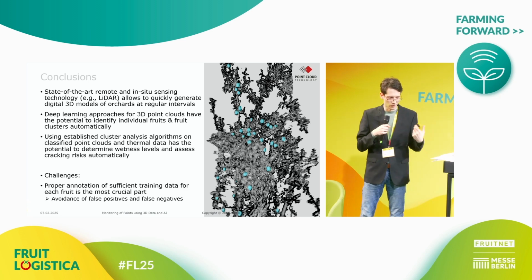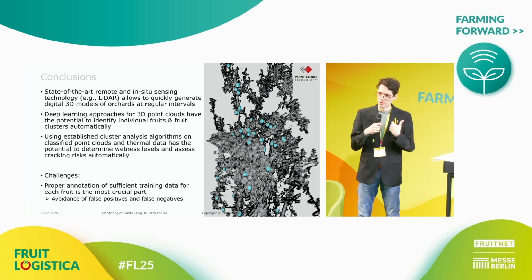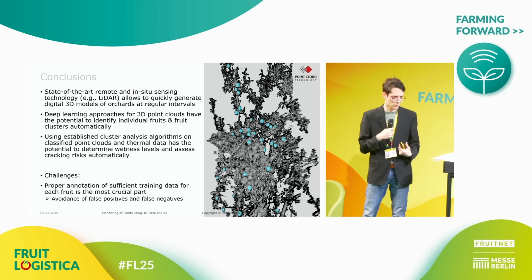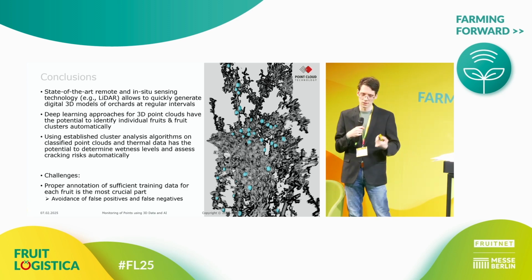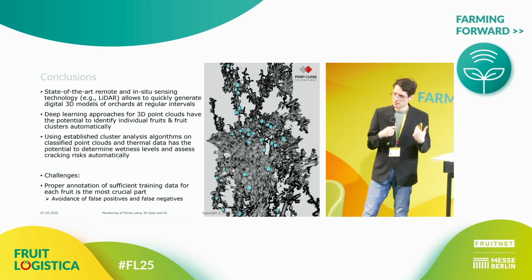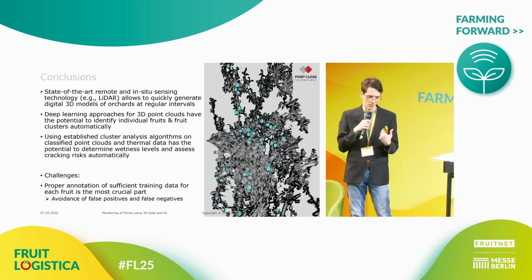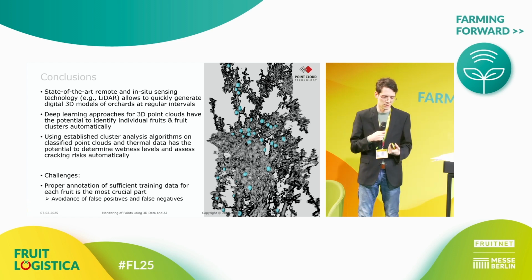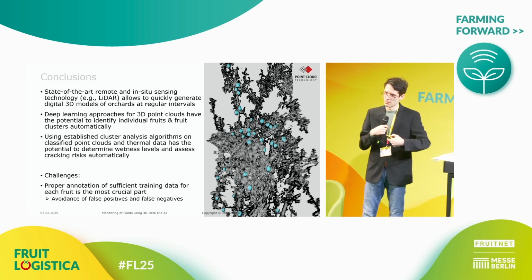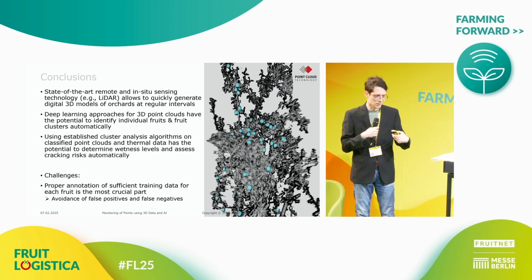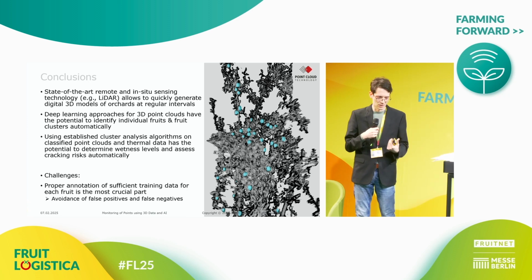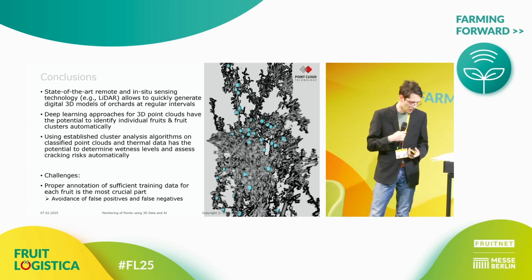At this point, for now, we can conclude that state-of-the-art remote and in-situ sensing allows us to quickly generate digital 3D models of orchards at regular intervals. And we believe that deep learning approaches for 3D point clouds have the potential to also identify individual food or food clusters automatically. And we further believe that we can then use established cluster analysis algorithms on classified point clouds to determine wetness levels and assess cracking risks automatically.